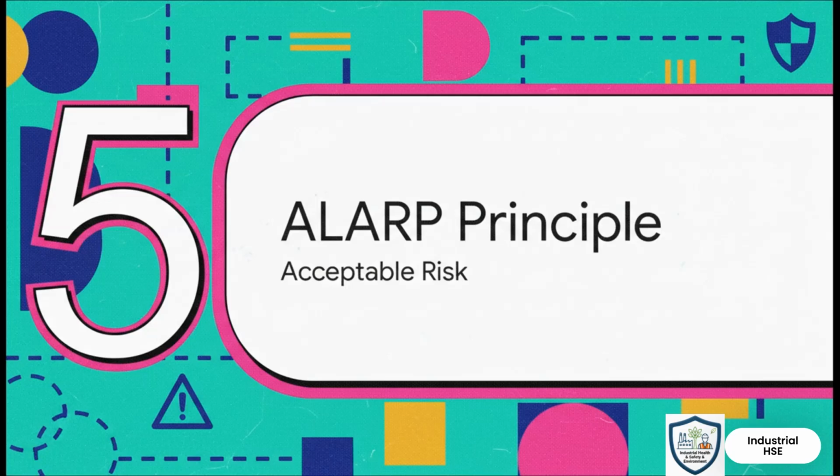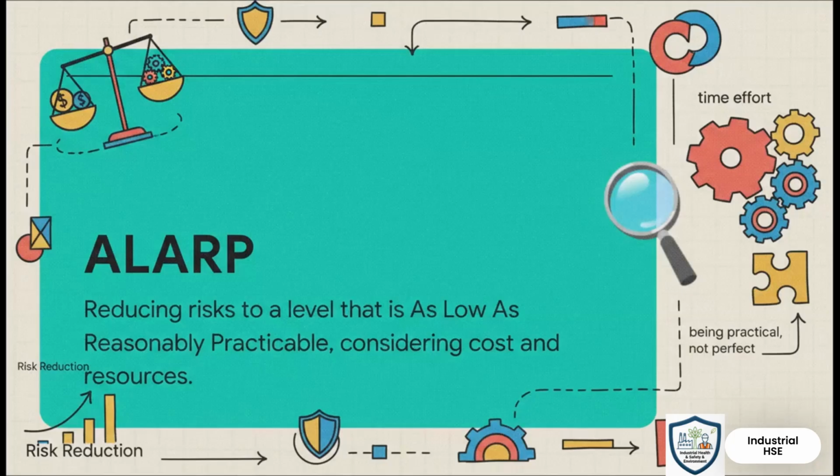How do we actually define an acceptable level of risk? This brings us to our final and maybe most important concept. It's called ALARP. It's an acronym that stands for as low as reasonably practicable.